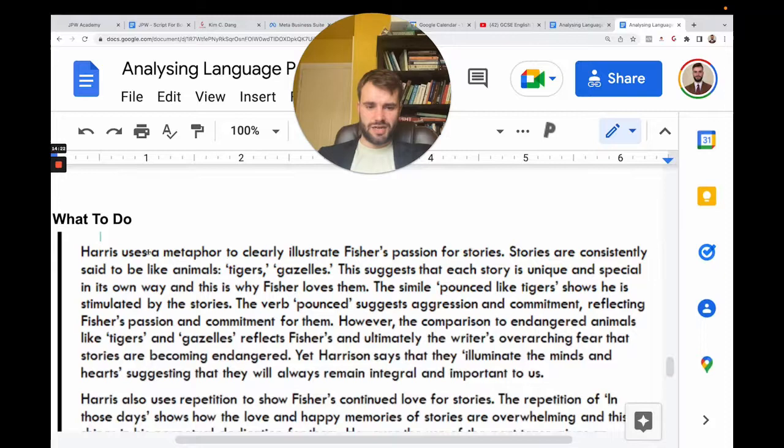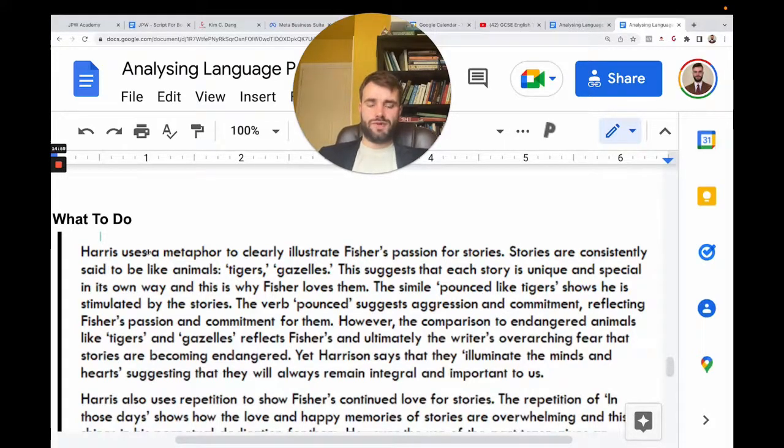The simile, pounce like tigers, shows he is stimulated by the stories. Good. Stimulated is much better than just positive feeling. It's much more exact. It's like excitement and emotion that is bubbling up and making him think in a faster, more excited way. So it's much more exact. The verb pounce suggests aggression and commitment, reflecting Fisher's passion and commitment for them. However, the comparison, so this is what I said about words, right? This is explaining why they chose the word pounced and not jumped. It's less aggressive. Not leapt, which was also less aggressive and less committed. So it's being exact why they chose this word.